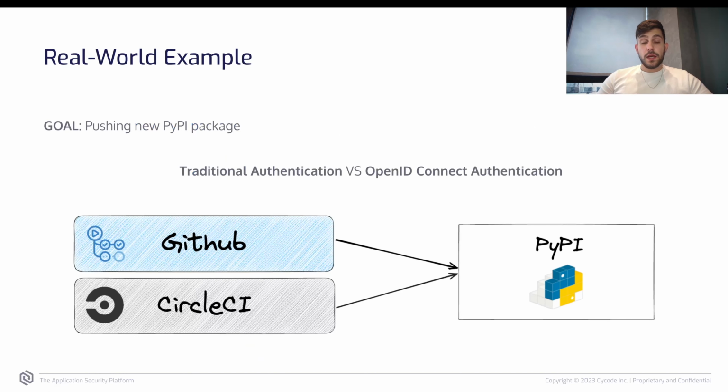So let's see a real-world example and compare traditional authentication to OpenID Connect authentication. We'll see how we can utilize GitHub and CircleCI pipelines, meaning GitHub Actions and CircleCI, to authenticate to PyPI using long-lived credentials and short-lived ones.